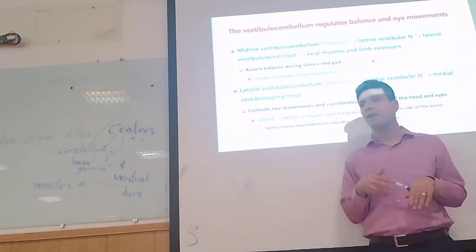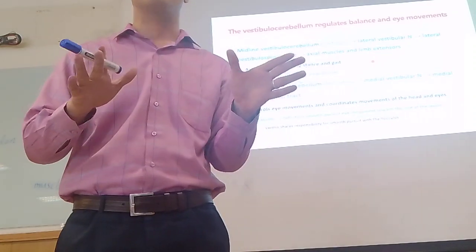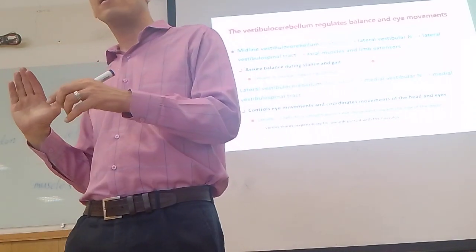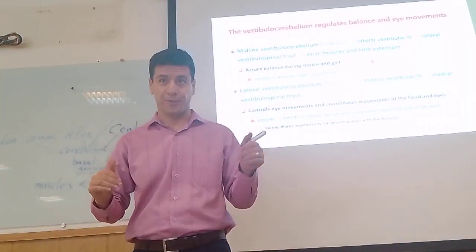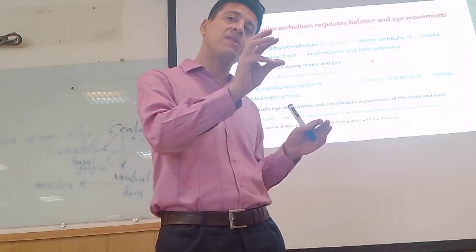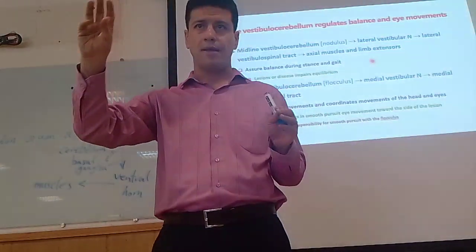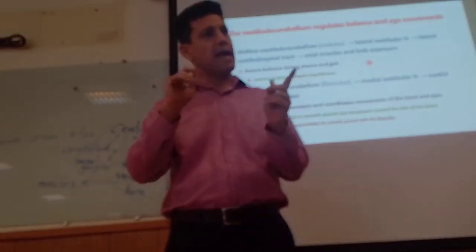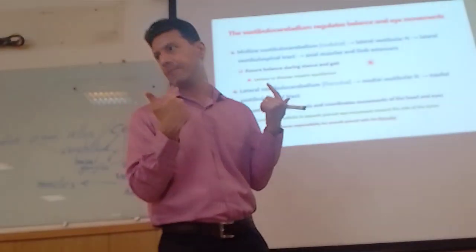Right? So, medial vestibulospinal tract controls movement of the eyes and head, especially when you have circular acceleration. I told you before. Okay? Now, the cerebellum receives information from the vestibular nuclei and also from this part of the body. So it helps coordinate movements in the eyes and neck.